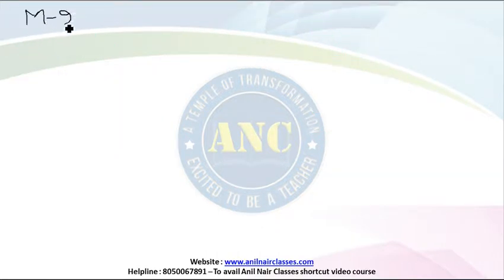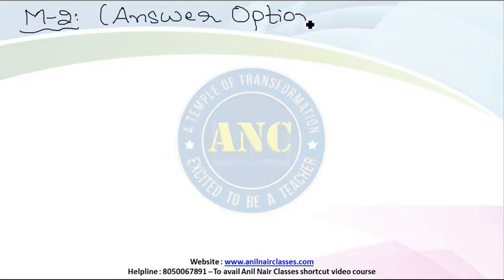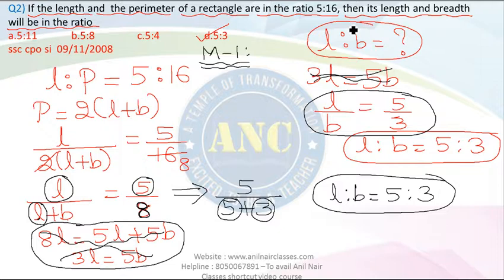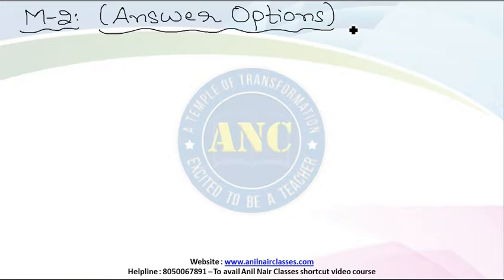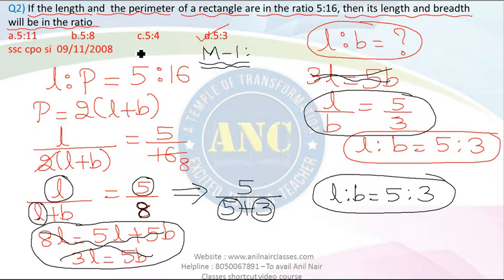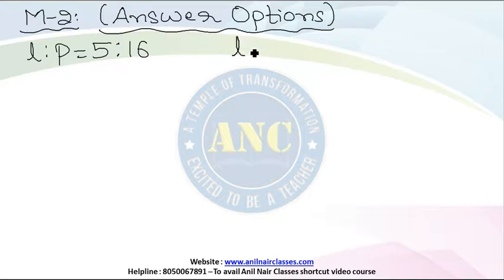Method 2. Whatever I am solving in method 2, I will solve by using answer options, and let us see how fast we can solve it that way. First thing is, length and perimeter are given in the ratio 5:16. The question is, find the ratio of length and breadth.